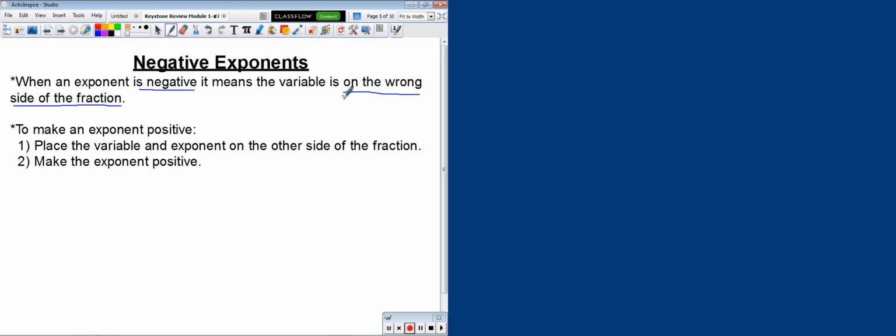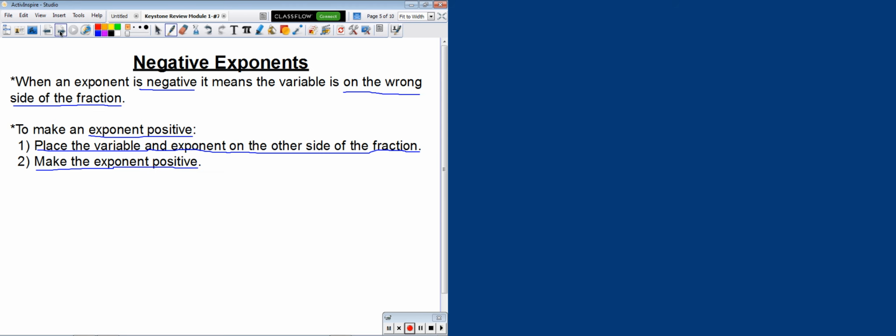So if you have a variable that has a negative power on the top of the fraction, what that means is it belongs on the bottom. And then if you have a variable to a negative power on the bottom of the fraction, what that means is that it's supposed to be on the top. So to make an exponent positive, we place the variable and the exponent on the other side of the fraction. And then when you do that, you turn the exponent into a positive.